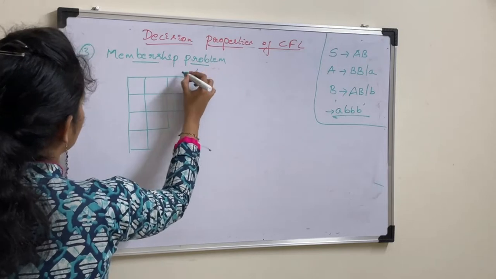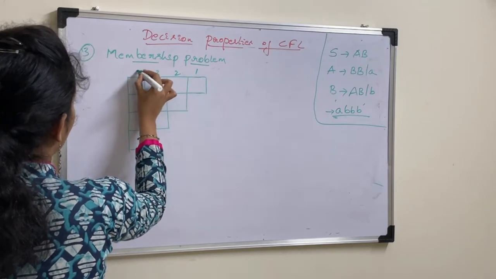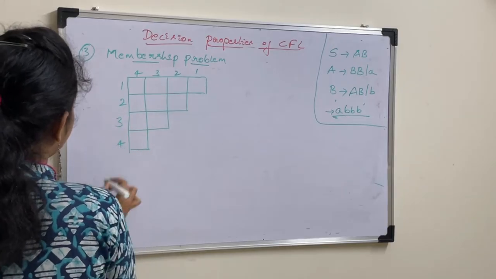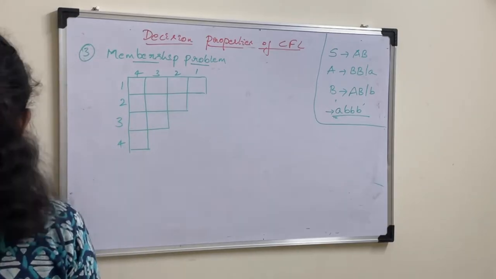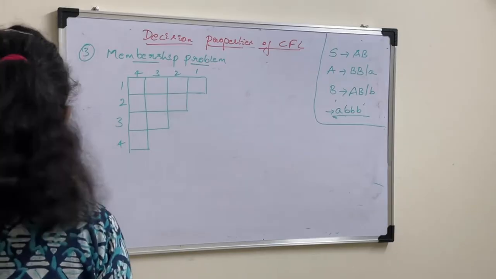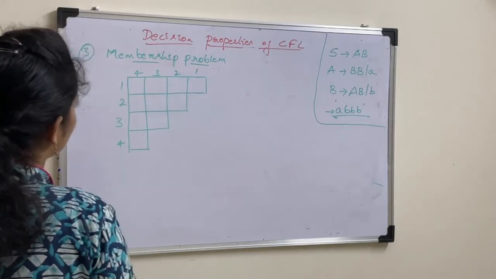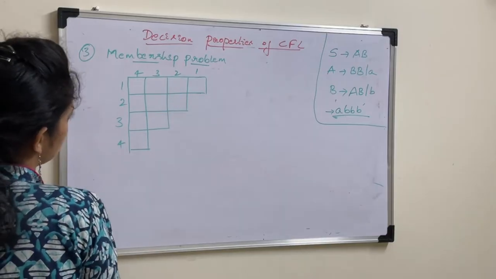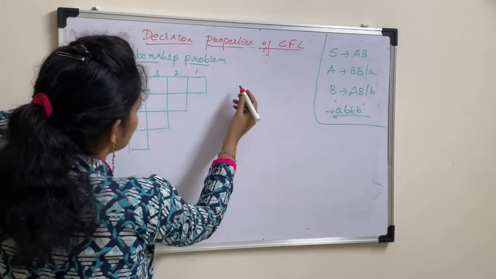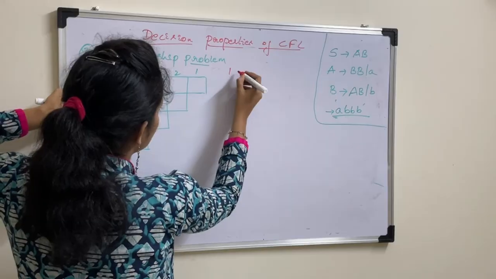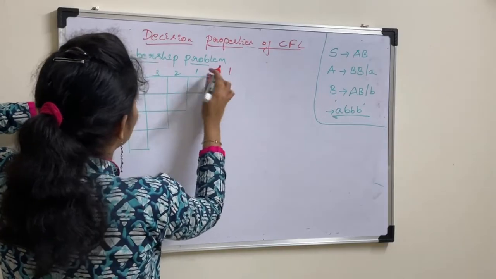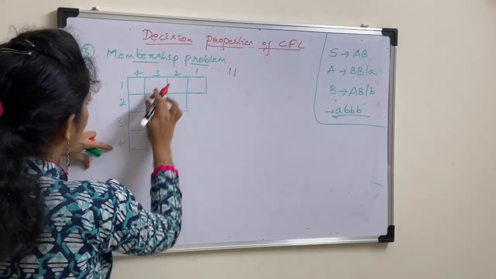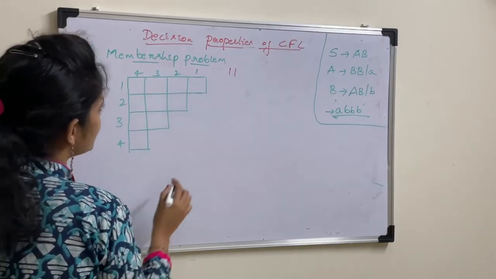Give numbering 1, 2, 3, 4 from right to left. Now, what is step 1? Step 1 is you need to fill elements in diagonal locations. So take 1 length strings first. 1 length strings means 1 1 position, 2 2, 3 3 and 4 4. These are 1 length strings.